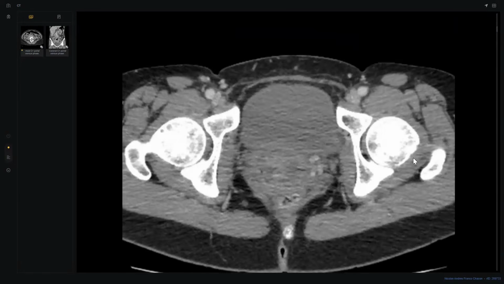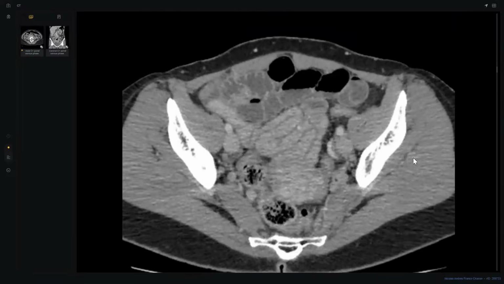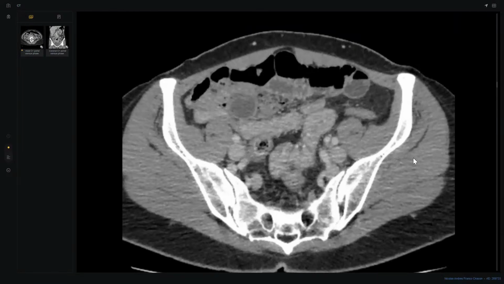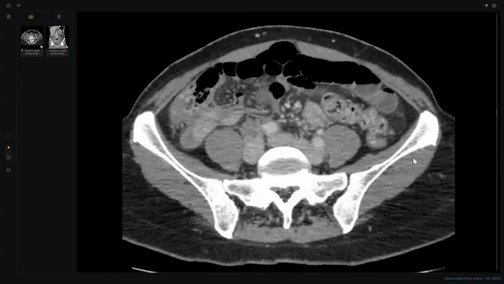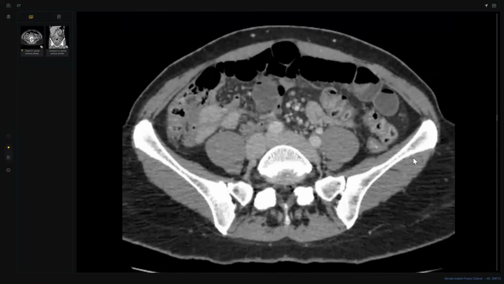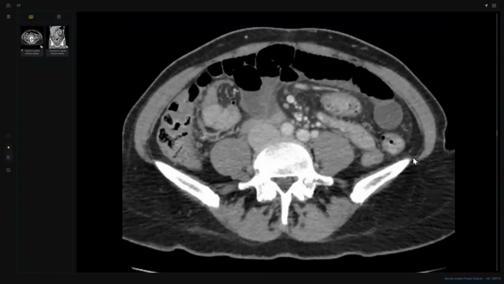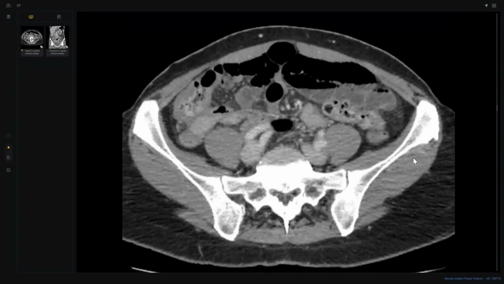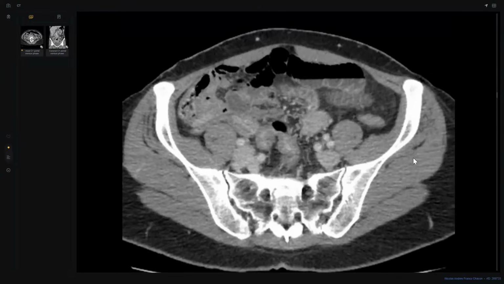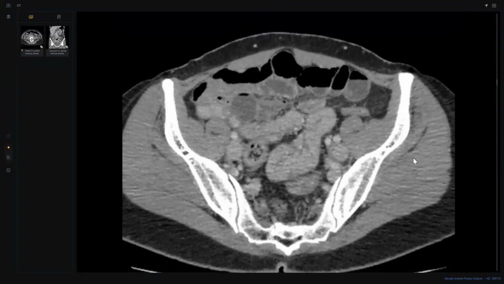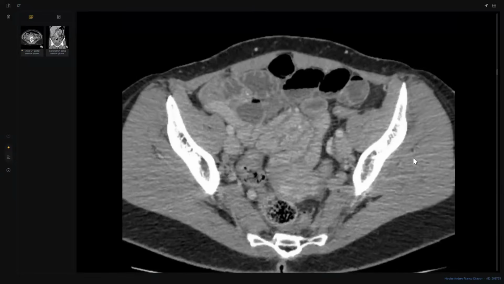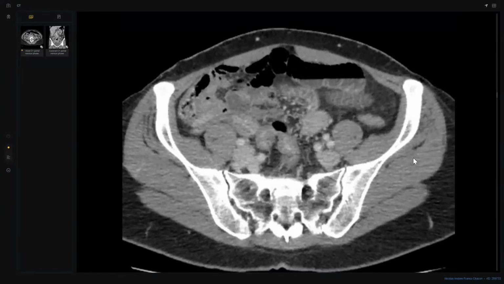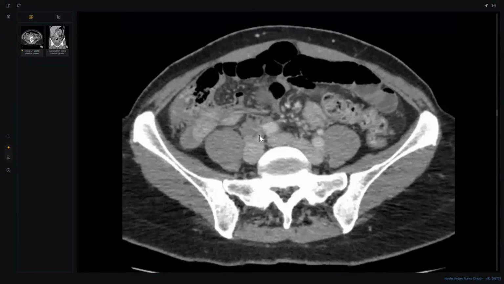I can appreciate that there is a localized area of fluid collection noted. I'm just tracing it to make sure it is not connected with the bowel. I think this area is a localized fluid collection with enhancing wall.